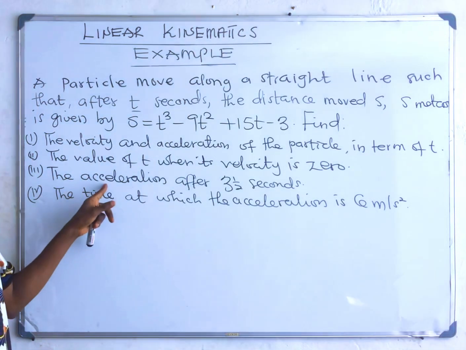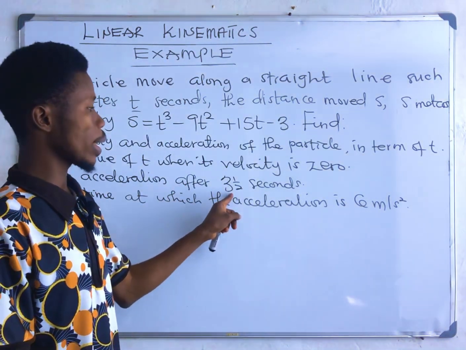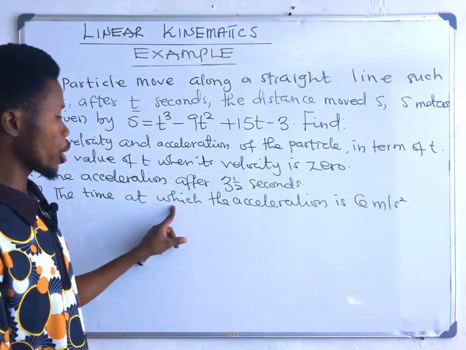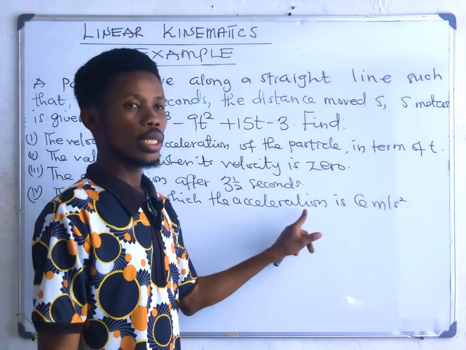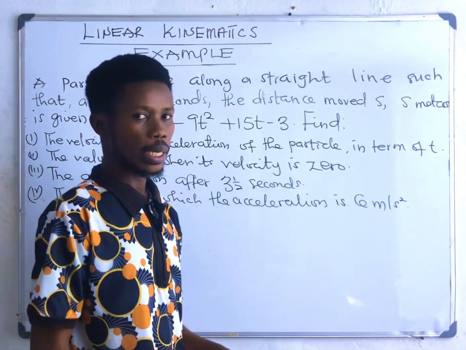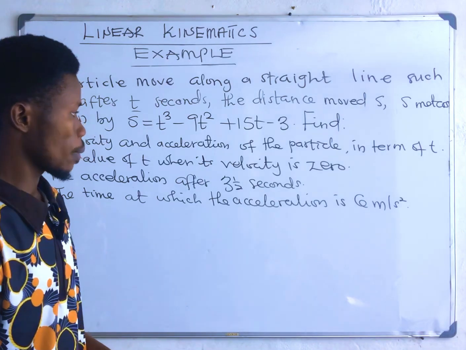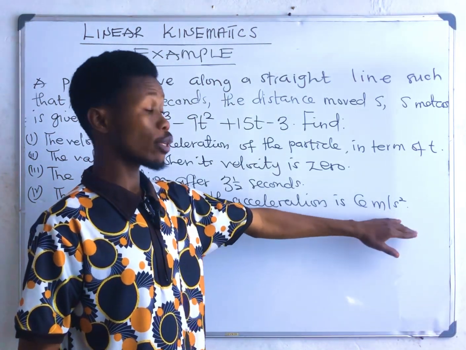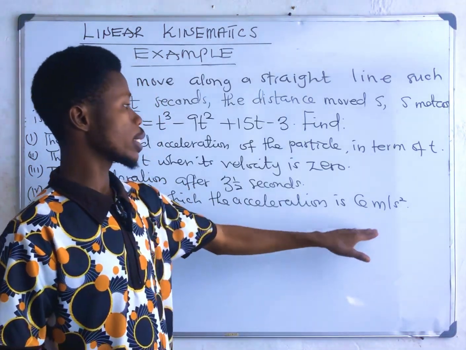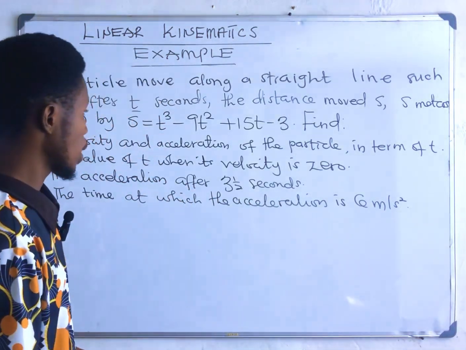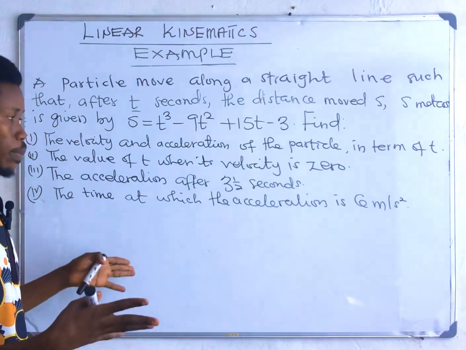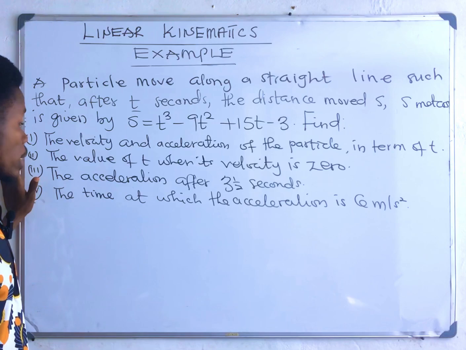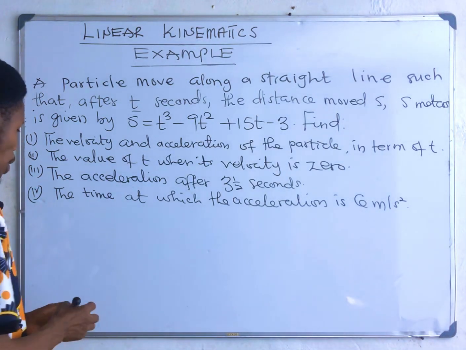(iii) The acceleration after 3.5 seconds. (iv) The time at which the acceleration is 6 meters per second squared. Is that okay? In fact, the unit for acceleration is meters per second squared, and velocity is just meters per second. So you should take note. And distance or displacement is also just meters. Okay. So let's see how we can solve this.